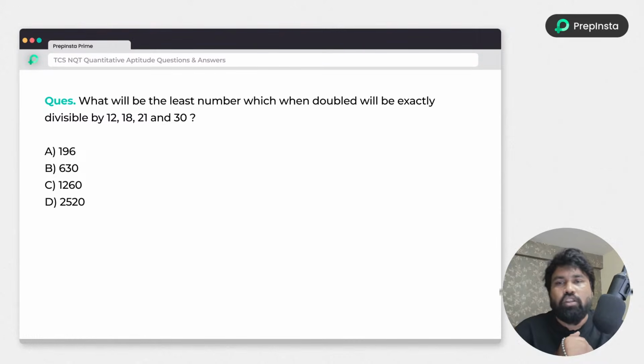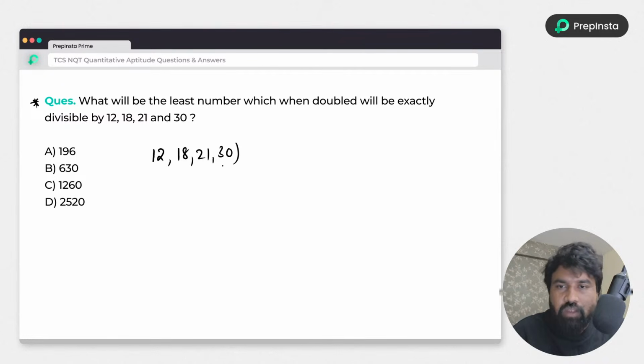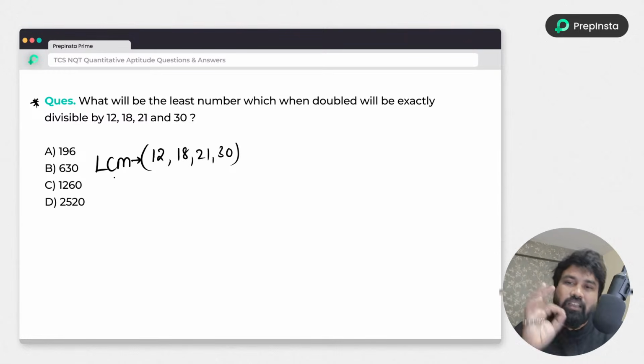Next, look into the problem. What will be the least number which when doubled will be exactly divisible by 12, 18, 21 and 30? What is actually the least number that can be exactly divided by these numbers? It is nothing but the LCM.